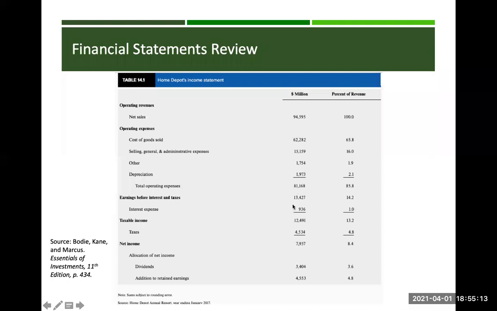Here's EBIT. It's also operating profit, that's what most people call that. Earnings before interest and taxes. I have interest expense. Now they have their taxable income, or earnings before tax, EBT. That leads to net income. They have dividends, so then it's quite a bit of dividends, don't you think? And then the remainder is what goes to their retained earnings.